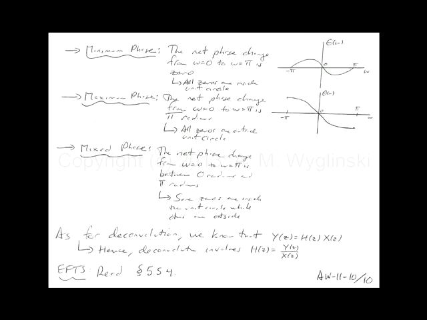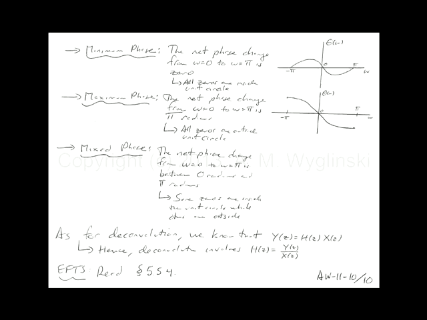So minimum phase is when you observe the phase change from frequency 0 to pi, and the net is equal to zero. Basically, if I swoop across omega from zero to pi, the overall phase change is zero. Let's say I have zero phase at zero frequency, and then I go to omega equal to pi, and it's zero phase.